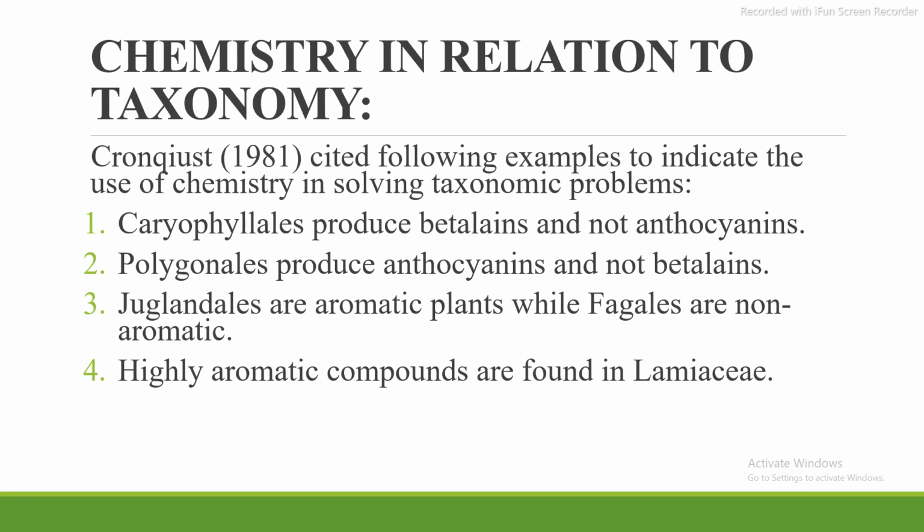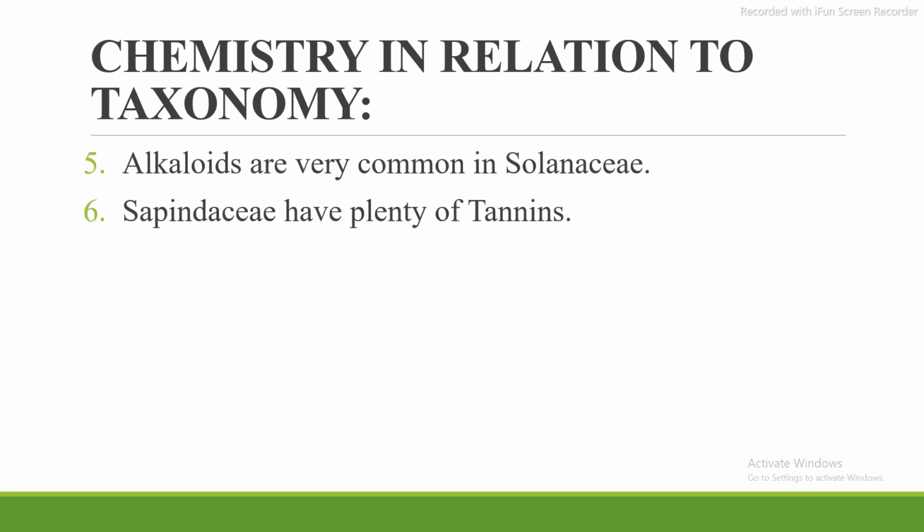Juglandales are aromatic plants, while the Fagales are non-aromatic. Highly aromatic compounds are found in the Lamiaceae. Alkaloids are very common in the Solanaceae, and Sapindaceae have plenty of tannins.